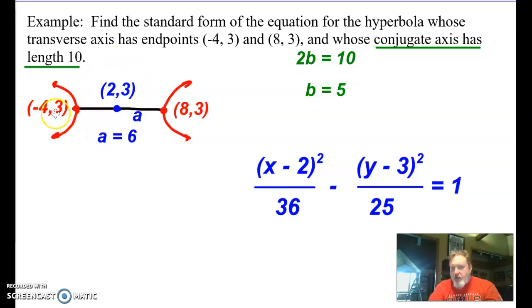x is first, since this opens left and right, so (x minus 2) squared over a squared, so 6 squared is 36. (y minus 3) squared over b squared, so 25, equal to 1. Remember, for a hyperbola, always minus here. An ellipse is a plus. Hyperbola, you have a negative there, always equal to 1.